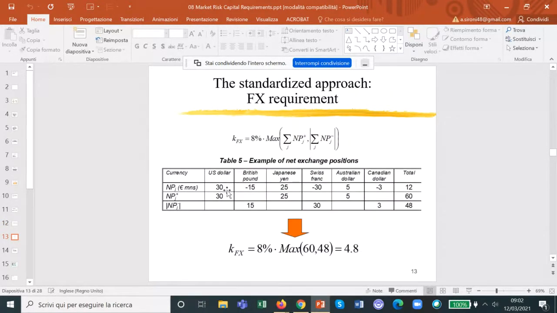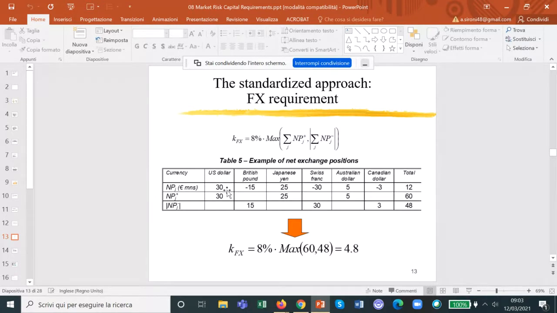Now, what about the currency risk, the foreign exchange risk? Well, the system adopted by the Basel Committee is the following. The capital requirement for currency risk is equal to 8% of the larger between the sum of the long positions and the sum of the short positions, okay? Now, what does that mean? Now, let's look at this simple example.